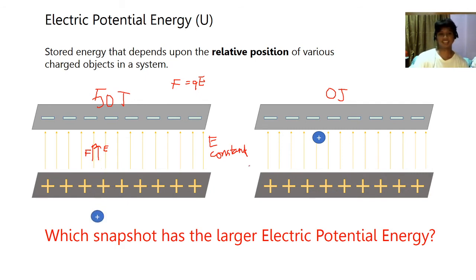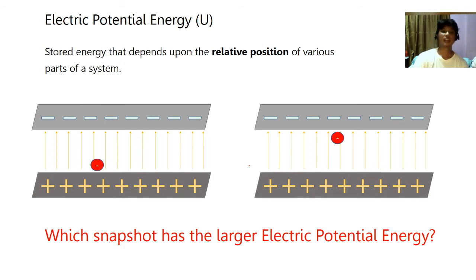Oh, that's a mistake. Sorry about that. Here, which snapshot has the larger electric potential energy? It's different now because we're now dealing with a negative test charge.